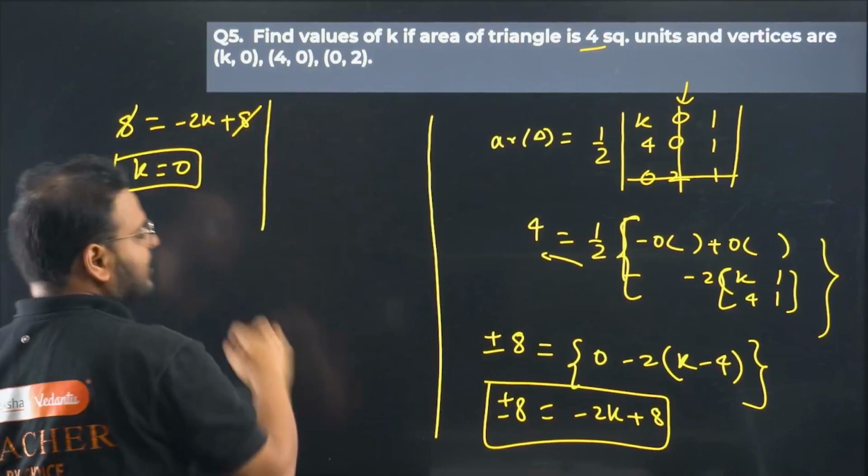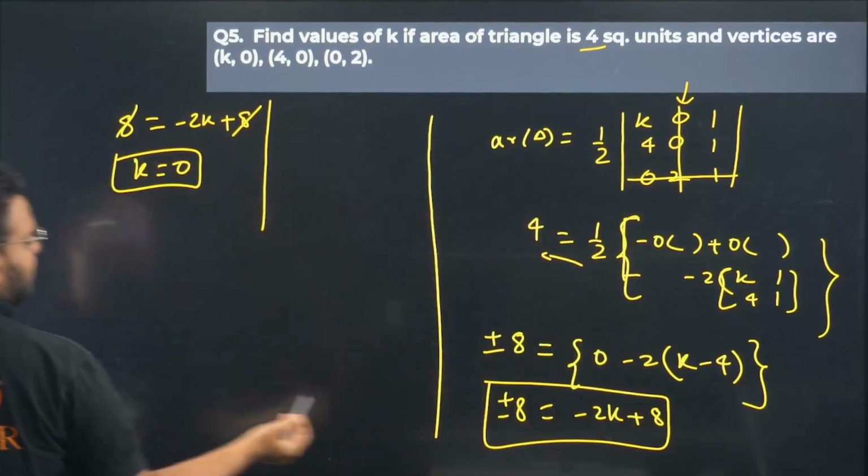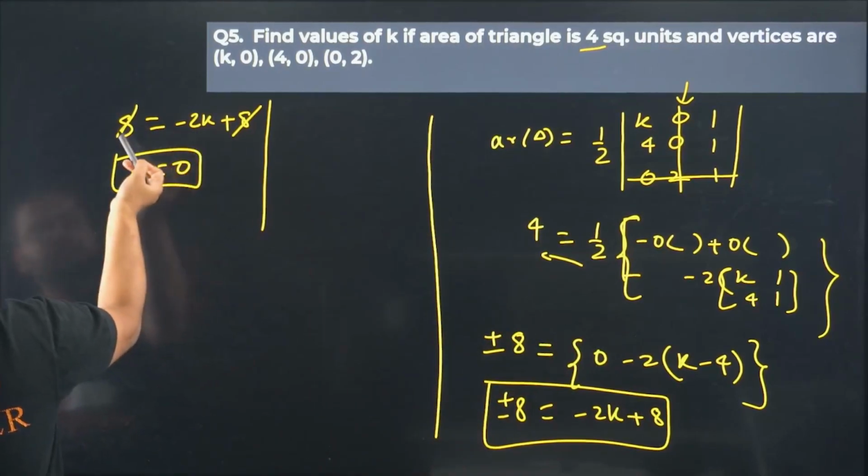Yes or no? Minus 2k equal to 0 means what? The k value is 0. I'll repeat myself. If you take the plus 8 sign, 8 and 8 will cancel. You have minus 2k equal to 0. It means the k value is 0.